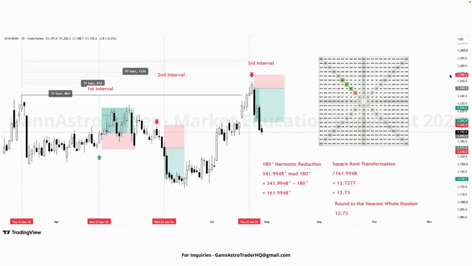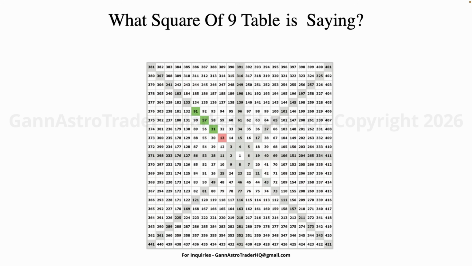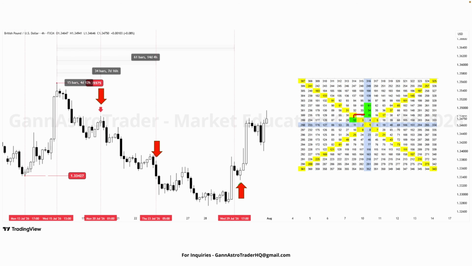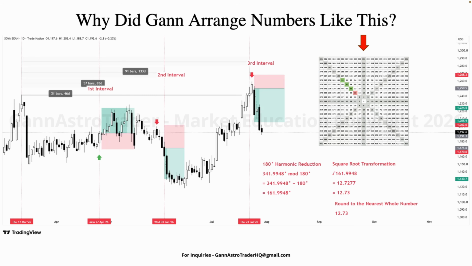What if I told you every price level on this chart was calculated before the market even moved? The answer lies inside Gann's square of 9. But how can you read what it's trying to tell you? What makes these price levels so precise? The answer is hidden inside this table. Why did Gann arrange numbers like this?